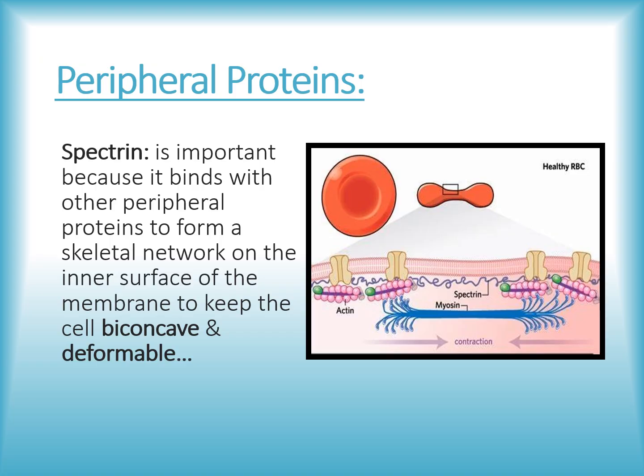Another peripheral protein that's very important within the red blood cell membrane is spectrin, and this is important because it binds with other peripheral proteins to form somewhat of a skeletal network on the inner surface of the membrane to help the red blood cells maintain their biconcave shape, and also allows them to be deformable. Now, when I say deformable, what I want you to think about is a really thin frisbee. You know those cloth frisbees that are foldable? Well, this is what we need our red blood cells to be able to do. You can fold them, you can bend them, you can twist them.